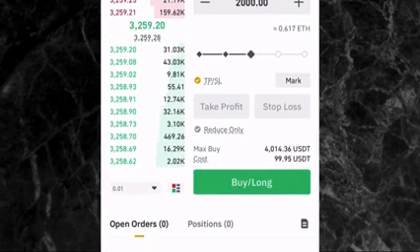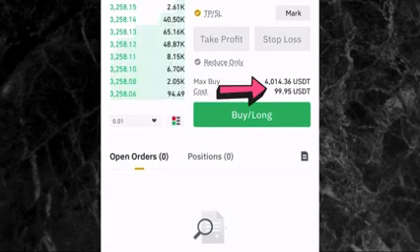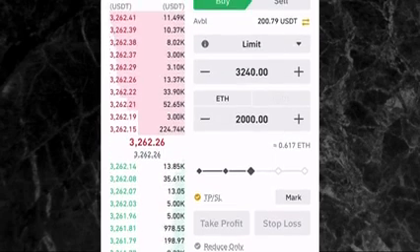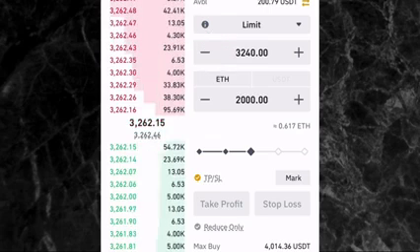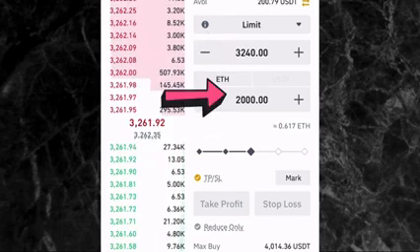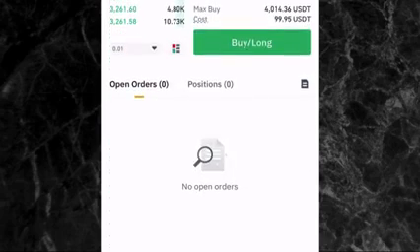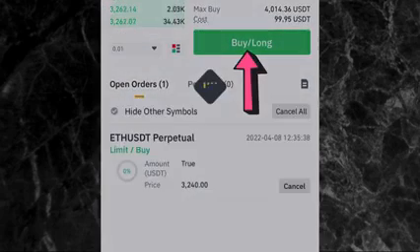And then if you scroll down, you're going to see your cost. So the cost is the amount of money you need to enter that trade. So you can see I need just $99.9, which is approximately $100. So basically, I'm entering this trade with $100. So you can see we already set the price we're entering the trade. We're entering at $3,240, and then we are entering the trade with $2,000. So we just come here and click on buy or long, which means you're predicting that it will go up.